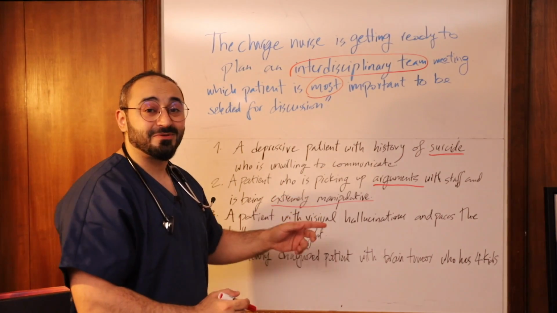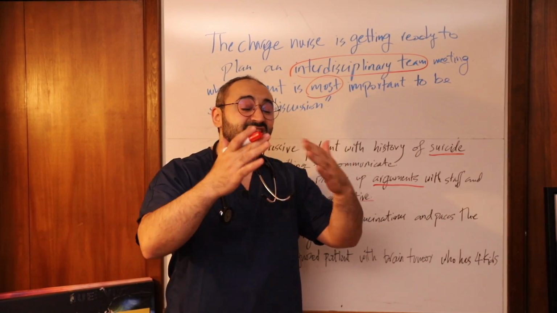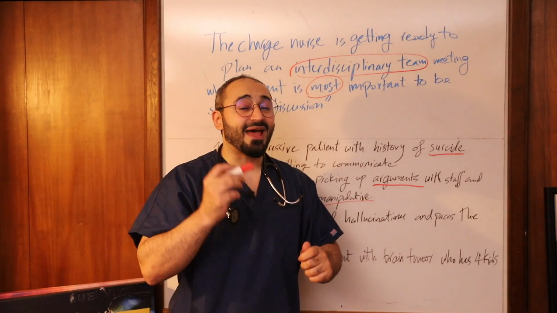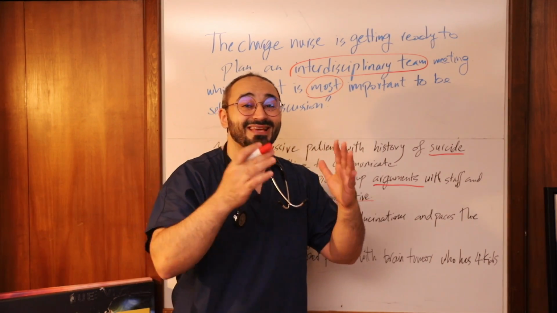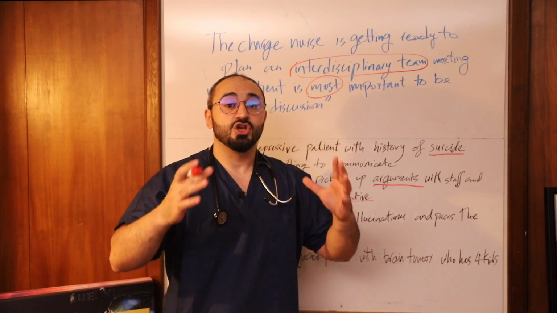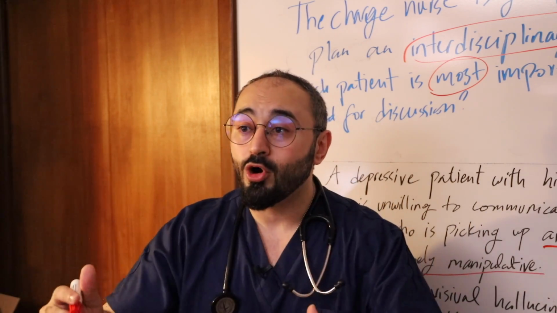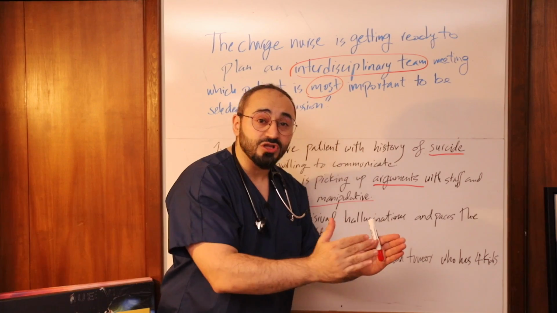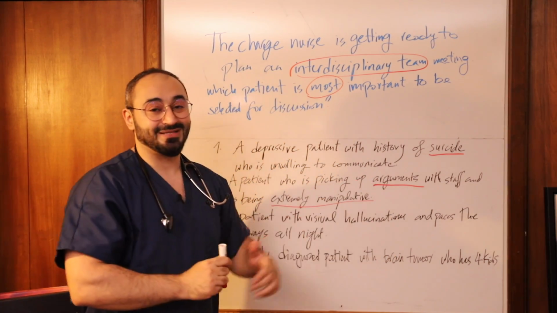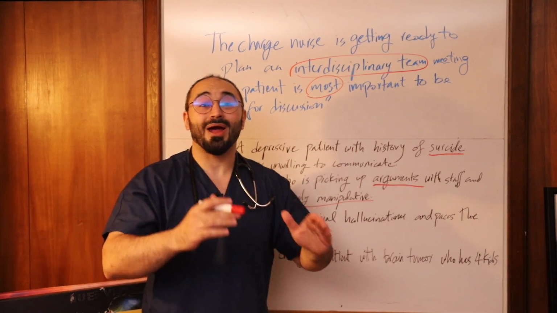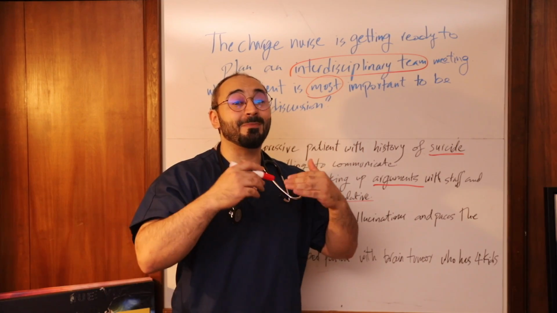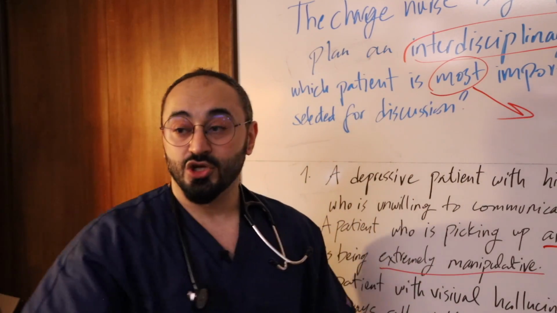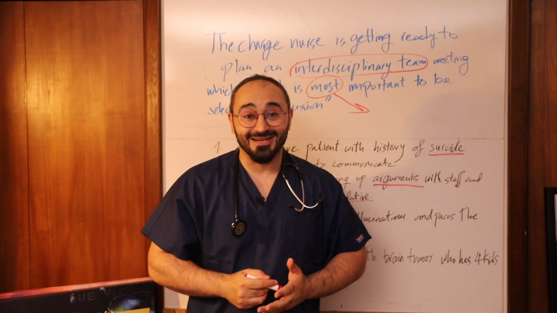So this patient, because he might cause harm to himself, and he's being manipulative, definitely an interdisciplinary team meeting should be done to make sure that everyone is on board and they know that that patient is manipulative, so that they can set goals and processes to deal with this patient, all right? So this is a correct answer, but there might be another answer with a higher priority to be discussed, all right?